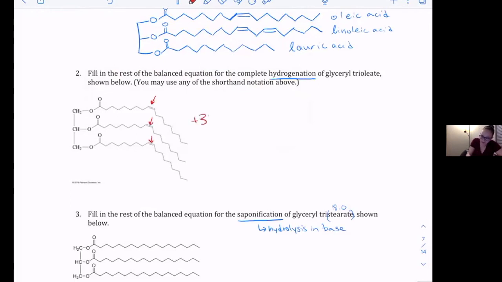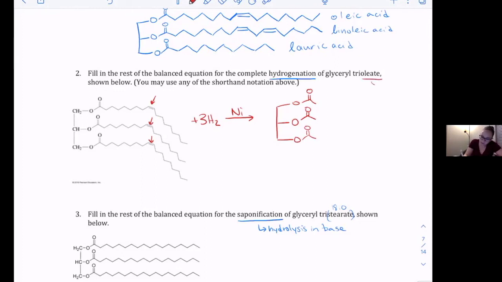So we're going to add 3 hydrogen molecules and have some kind of catalyst. So I'm putting nickel because that's my favorite, but you guys can choose what you like. And then I'm going to draw my triglyceride. So now I know that I'm going to have the same number of carbons and they're all going to be saturated. So I'm going to use the shorthand notation.